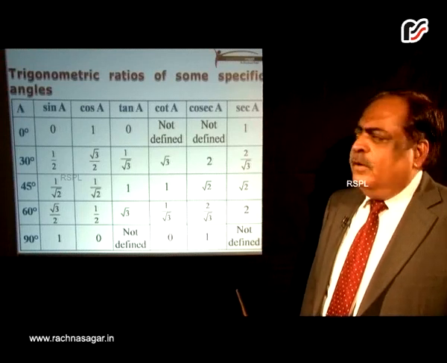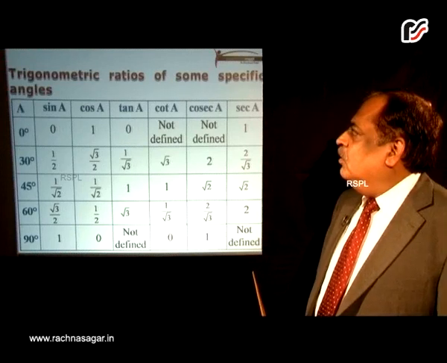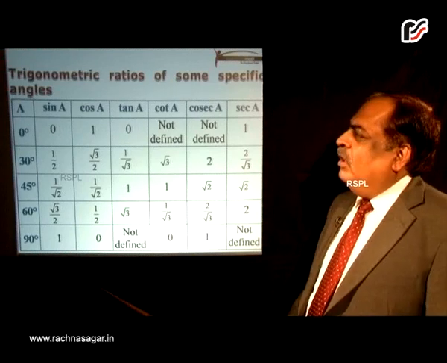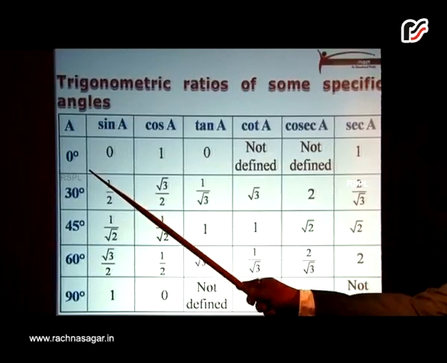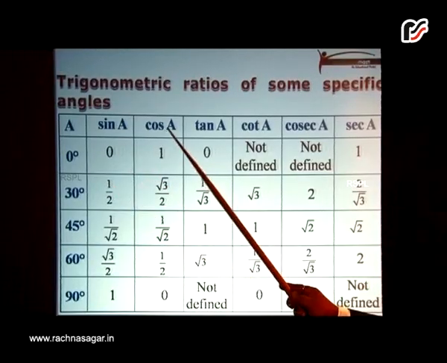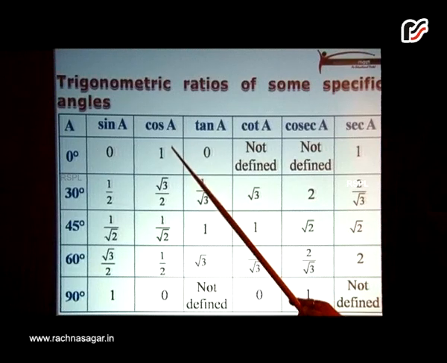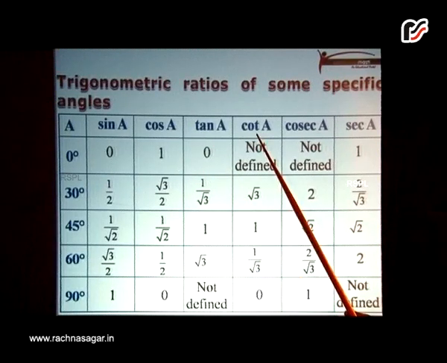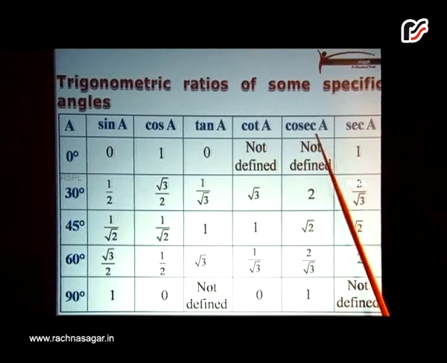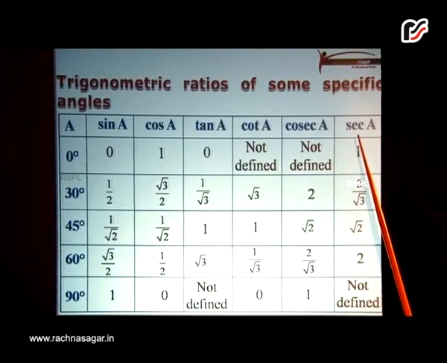Now we study the trigonometric ratios of some specific angles. Now if the angle is 0 degree, the sine ratio is 0, cos of A, that is for 0 degree, is 1, the tan ratio is 0, the cot ratio is not defined, cosec is not defined, and the secant ratio is 1.